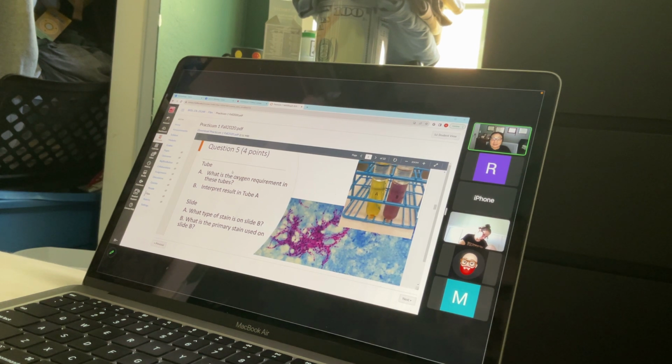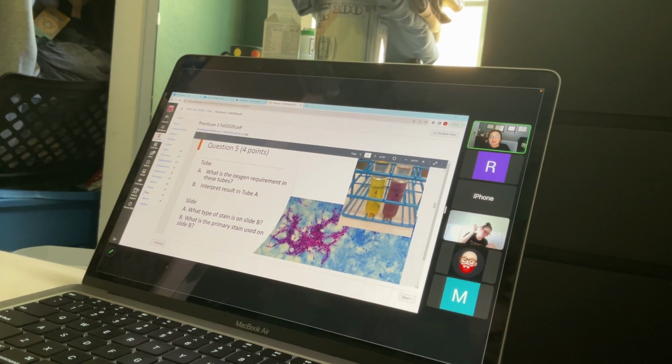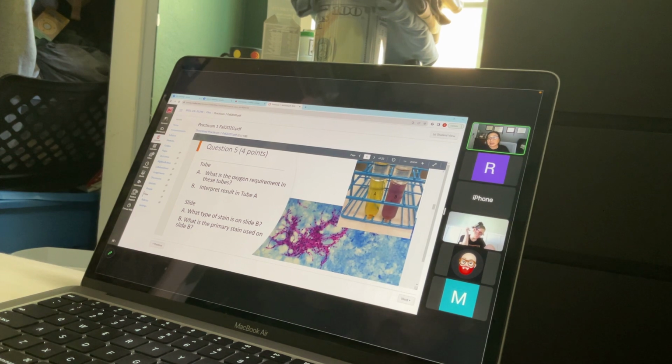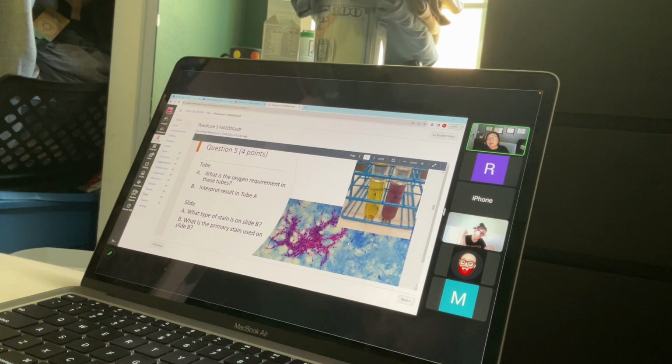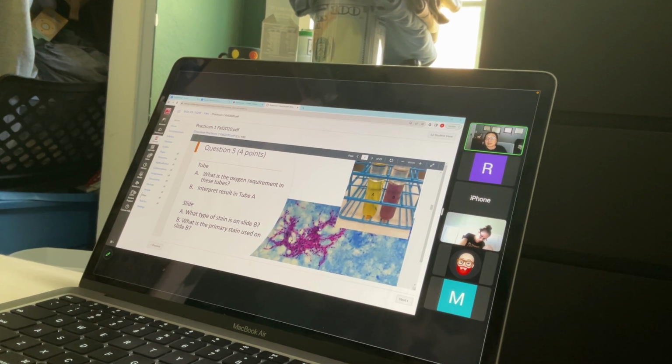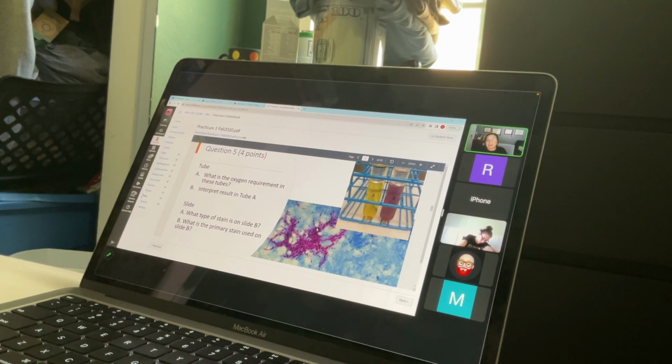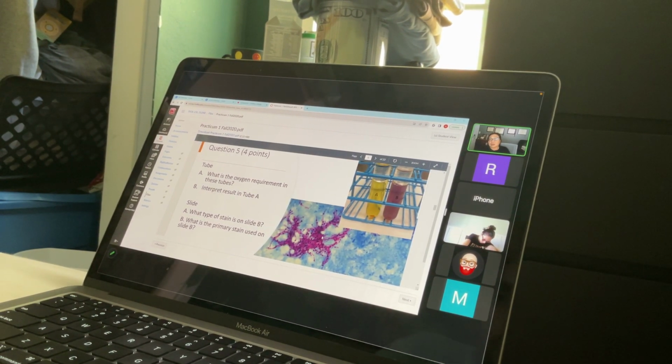Okay. And then the second part of this slide has a picture of bacteria, and it asks what type of stain is on the slide. So Raymond says this is an acid fast stain. How does he know? Two reasons. One, the background is blue, and we typically use methylene blue as a counterstain. And then the second reason is the bacteria is clumpy and is stained pink. For acid fast, we use carbolfuchsin as the primary stain, which stains bacteria pink or red.